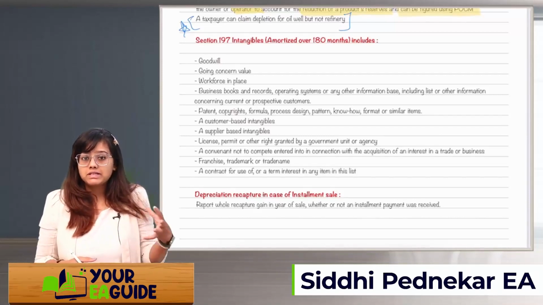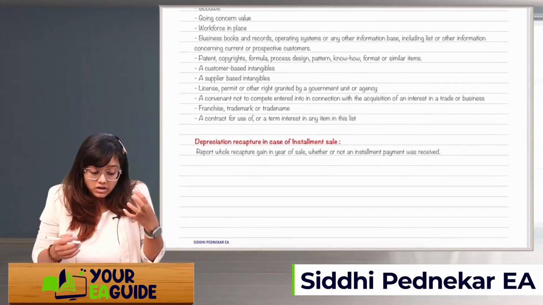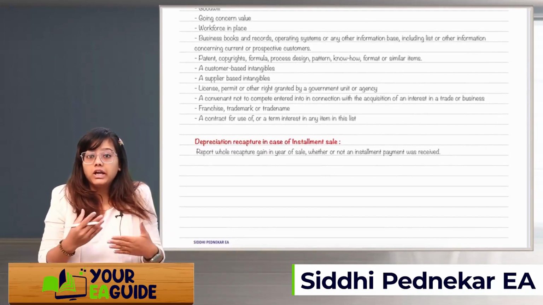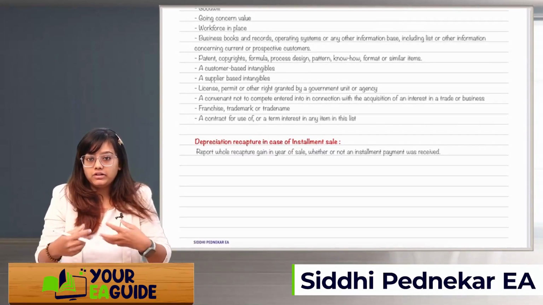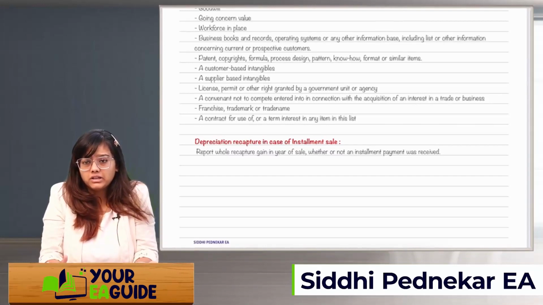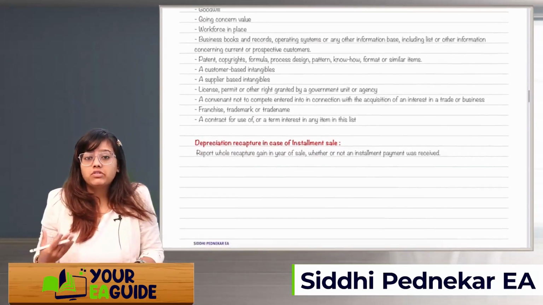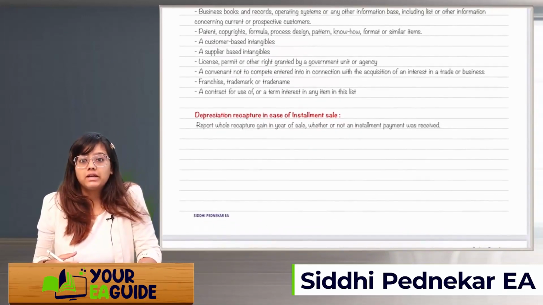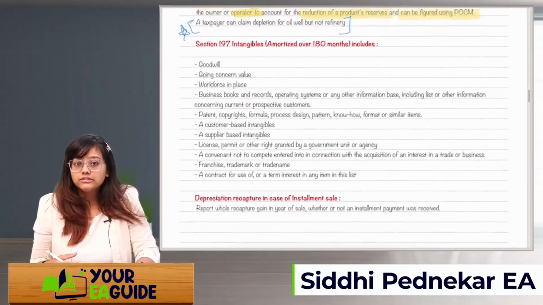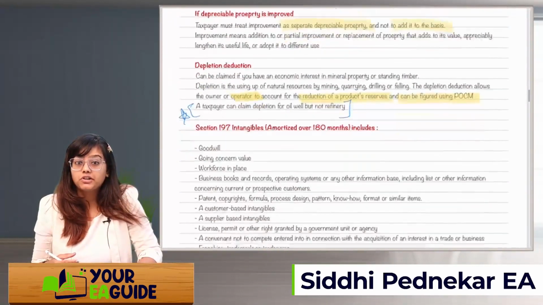Patents, copyrights, customer based intangibles, supplier based intangibles, licenses, permits, right, which are granted by the government. A covenant, like if we have agreed not to compete with the other business, and they have paid for it, right, then we have taken a non-compete agreement with the other person and we have paid for it, and that is our intangible, right? Next is franchise, trademark, trade names, contract for use of or term interest in any item in this list. Okay, so these will be intangibles and that will be amortized over 180 months, which we have done over here. Intangibles only if purchased, this should be purchased.